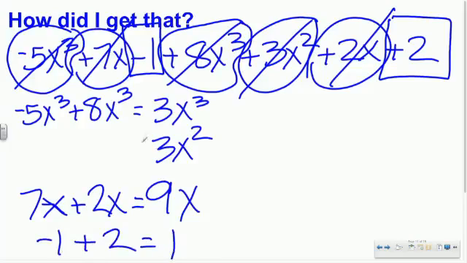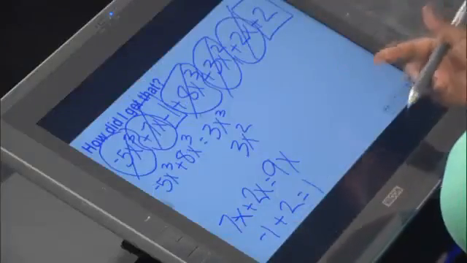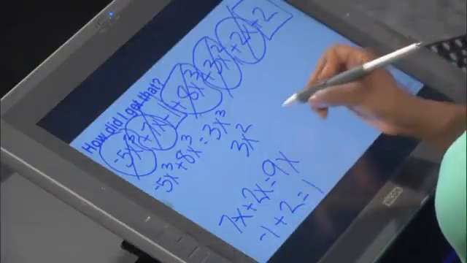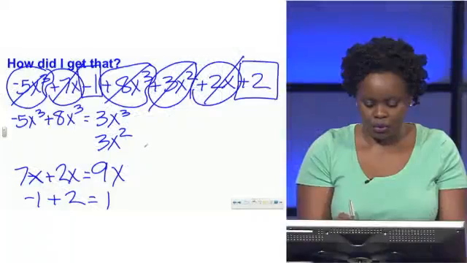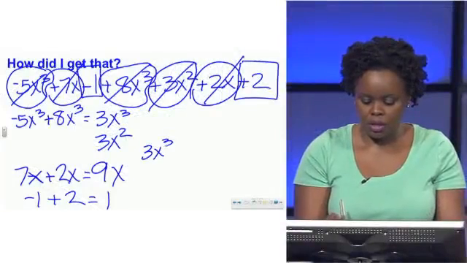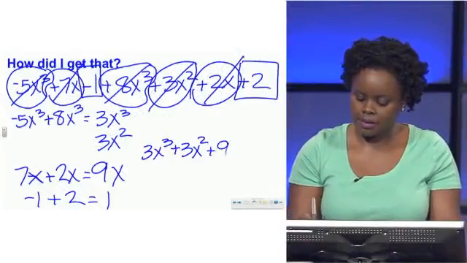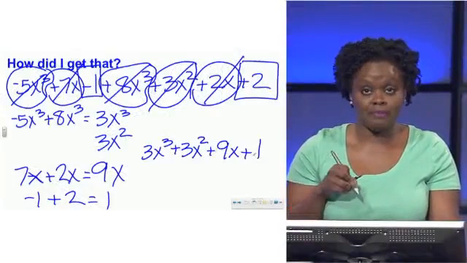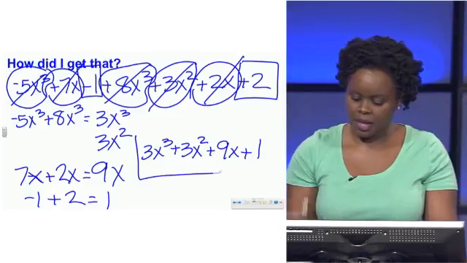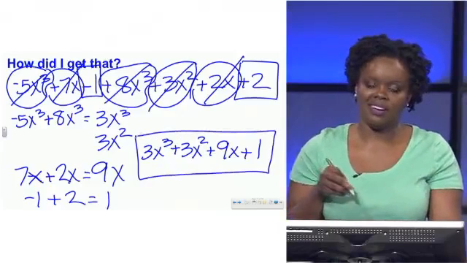So now we have all our individual chunks, and we just need to bring it together for our final answer. And I think I left myself enough space. I can write it right over here to the right. So 3x cubed plus 3x squared plus 9x plus 1. And that's how we got that answer. All right. Okay. So you've handled addition. Now let's go to subtraction.